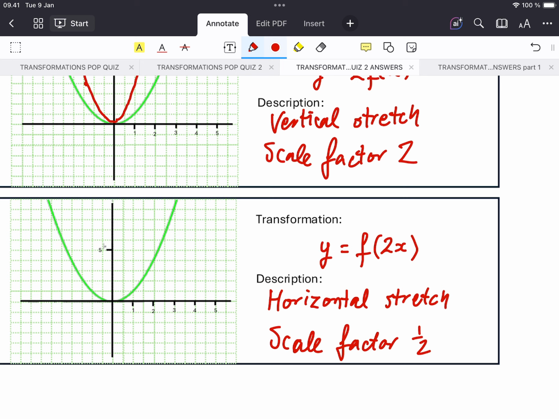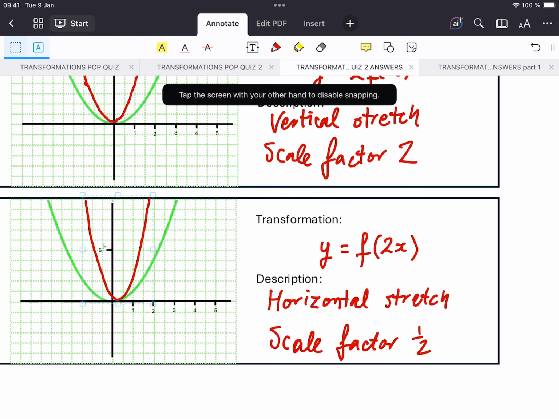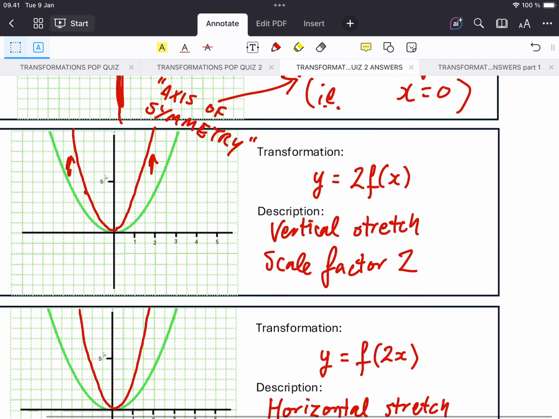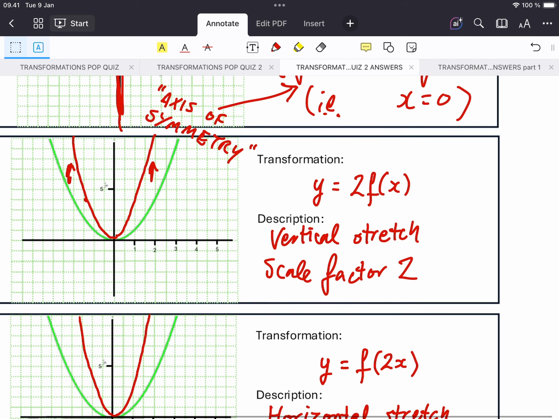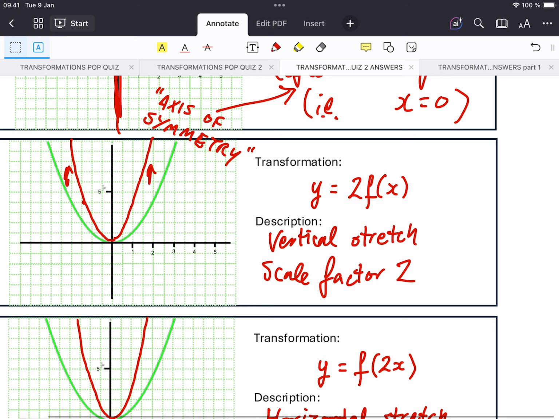So if I take the original graph and trace it out, it's going to look a bit like this, where it gets squashed up, so everything's half as far away as it was from the vertical axis compared to before. Now, of course, that doesn't look much different from the one where you stretched it vertically, so be aware that they're quite similar looking.